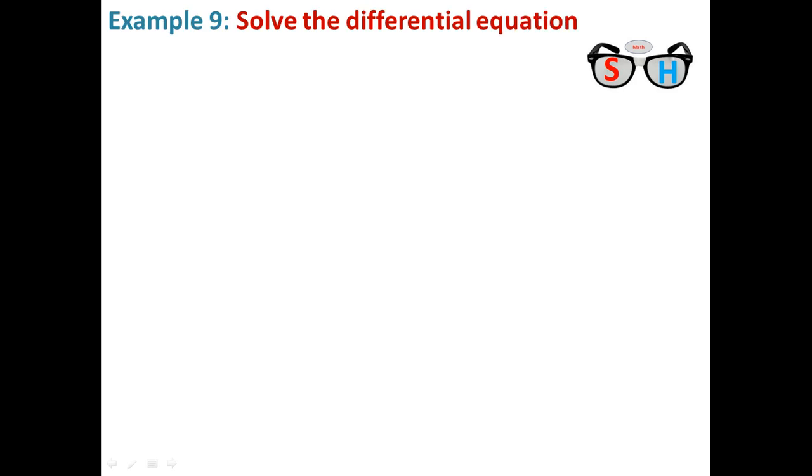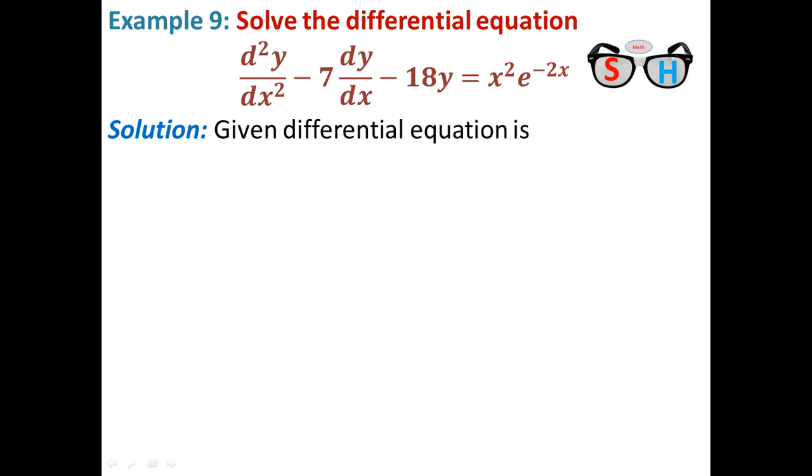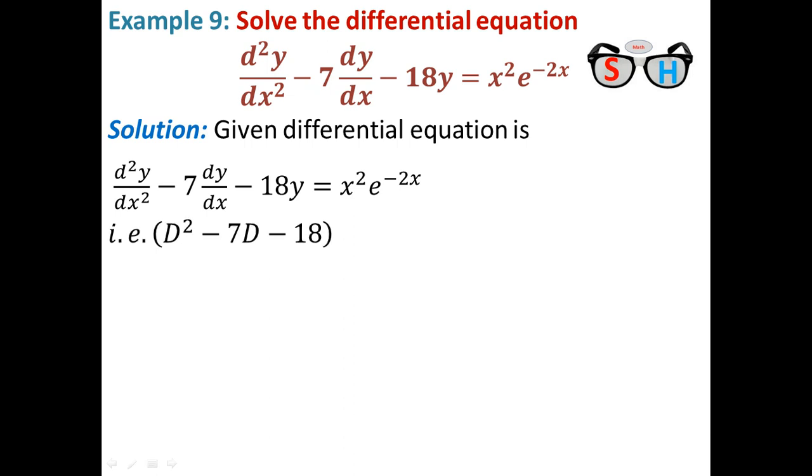Here we consider example 9, because in the previous video we considered examples up to example 8. Solve the differential equation. This is a second order differential equation: d2y/dx2 minus 7 dy/dx minus 18y equals x squared e to the power minus 2x. Now we have to solve this. The given differential equation is d2y/dx2 minus 7 dy/dx minus 18y equals x squared e to the power minus 2x. You know that capital D stands for d/dx, therefore dy/dx will be D of y, and d2y/dx2 will be D squared of y. Thus I write the equation in that form.